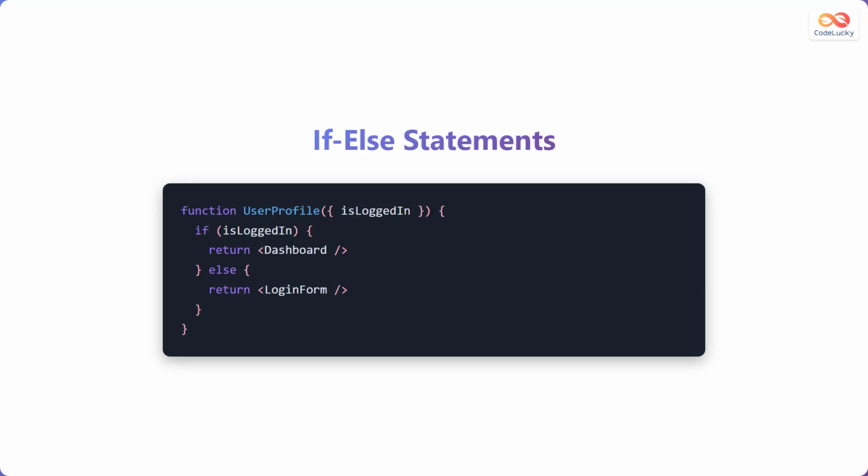One way to conditionally render content is by using if-else statements. Look at the code block. Here we have a function called userProfile which takes isLoggedIn as a prop. If isLoggedIn is true, the component returns the Dashboard component. Otherwise, if isLoggedIn is false, it renders a LoginForm component. This approach is straightforward for simple conditions.